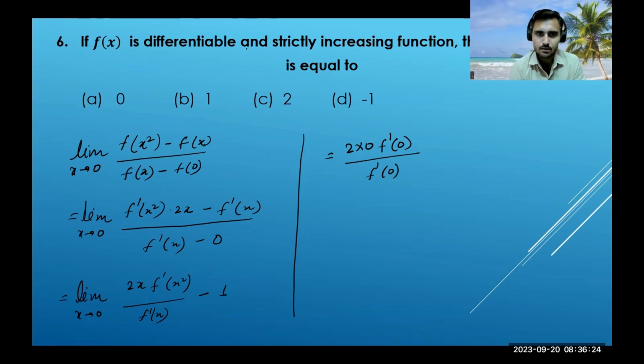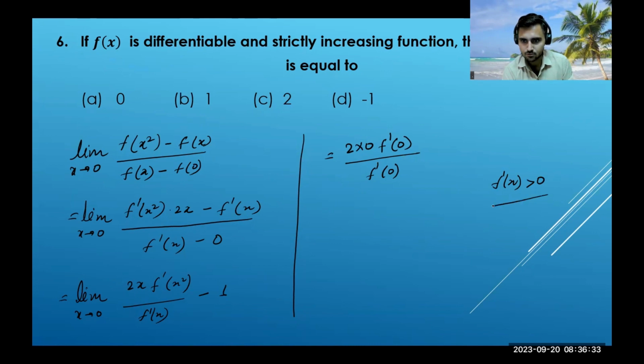f(x) is differentiable and strictly increasing, and strictly increasing means f dash, f prime x will be greater than 0, so it will not be 0. So f dash of 0 will also give us a value that will be greater than 0. So that value will be cancelled out here. Finally we are going to multiply this expression by 0, so we'll get the result 0. So that's the answer A.